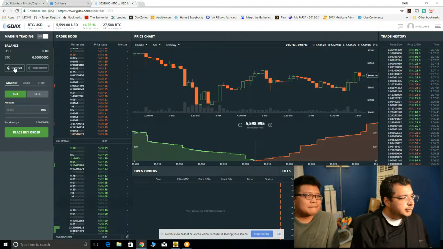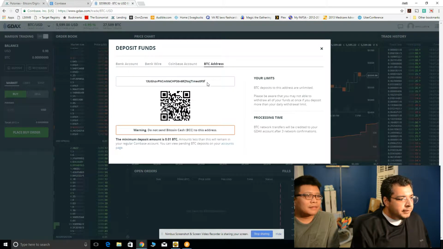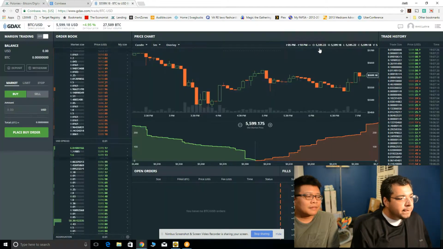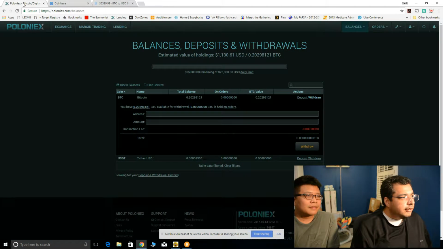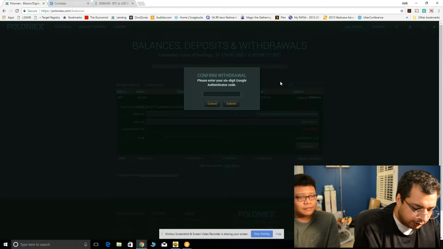First, we're going to deposit some money into GDAX. The way you do that is you go to the deposit tab, you go over to Bitcoin addresses, it gives you the address, you select it, and you can take that over to, in this case, Poloniex. I'll enter the address and select the amount of Bitcoin I want to send. I'll send over 0.2 Bitcoin, which is about $1,100 today. I'll select the amount and hit withdraw. It'll ask me for my authenticator, which I'll get off my phone.